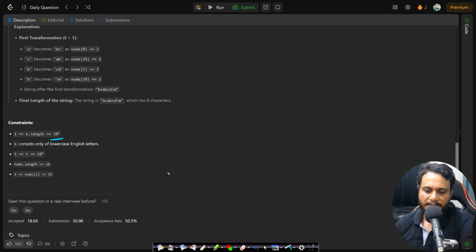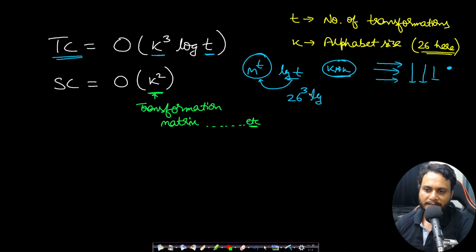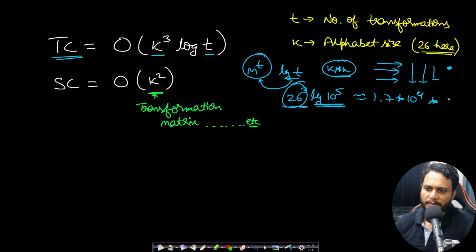Let's see. Yes, it is 10 to the power of 5. So 26 cube times log of 10 to the power of 5. So this will be the overall runtime. If we assume 26 cube to be around 1.7 times 10 to the power of 4, and multiply this log of 10 to the power 5 with 20, 20 comes from 10 to the power of 6, then it will be somewhere around 3.4 times 10 to the power of 5, right? So this is well within your 10 to the power 8 range, and definitely this is going to pass.